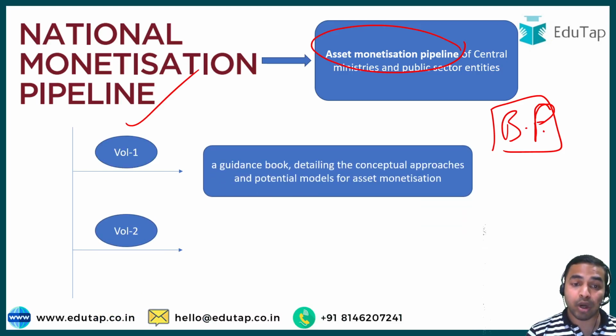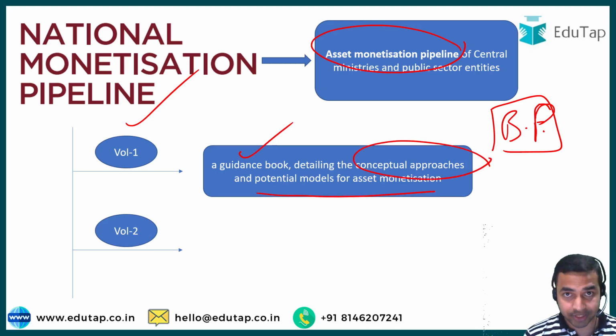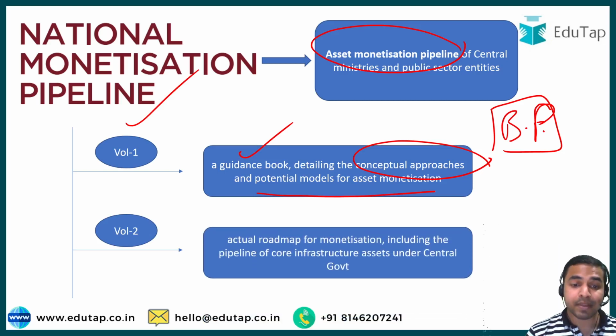And guys, here Volume 1 is the guidance book which details the conceptual approaches and potential models for asset monetization. And Volume 2 of the National Monetization Pipeline defines the actual roadmap for the monetization of these assets, including the pipeline of core infrastructure projects which are under the central government.